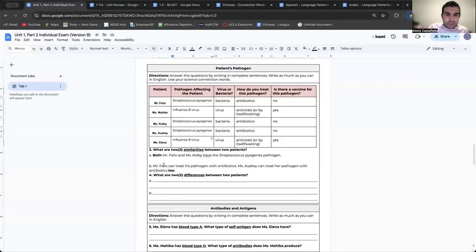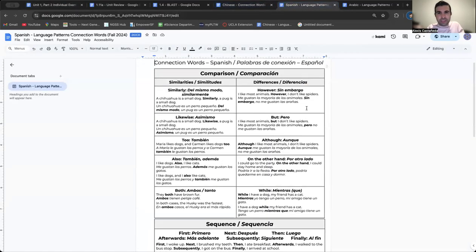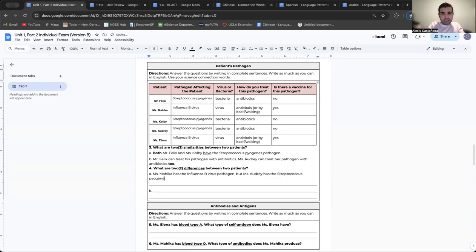Great. Then let's look at some differences. What are two differences that we have here? Well, Miss Mexica has influenza B virus, but Miss Audrey has Streptococcus pyogenes. So those are different. Let's try the word but. Miss Mexica has the influenza B virus pathogen, but Miss Audrey has the Streptococcus pyogenes pathogen. We use the word but because there's a difference between those two.